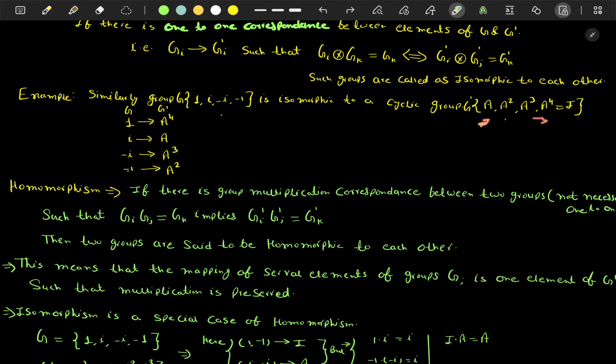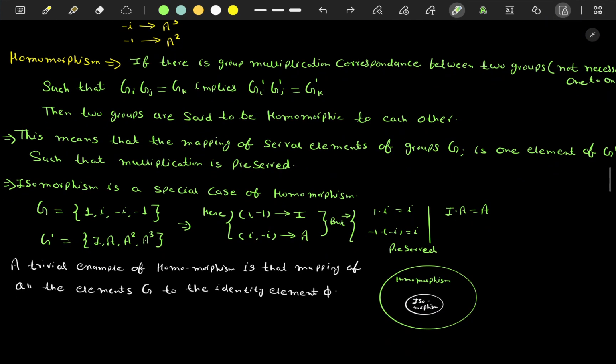Now it's minus iota, so when you do A cube equal to A square dot A square dot A, it will be equal to minus iota. So it is showing one-to-one correspondence. When you solve cyclic powers of this group, it will have the same result as this group.